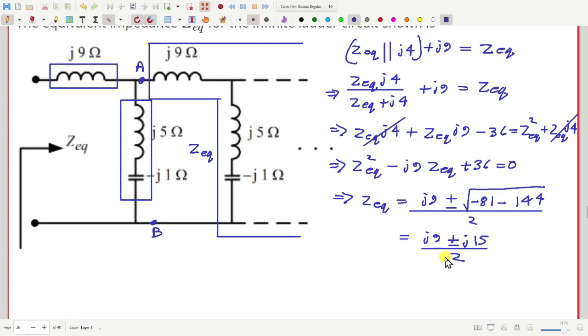So we have two possible answers, but are both the answers possible in this circuit? Only the plus one. So we should have 12J, because overall this circuit is actually inductive. If you consider this J5 and J1 together in series, the inductive impedance is much larger than the capacitive one. So overall this is an inductive circuit. So we must have a positive imaginary number.